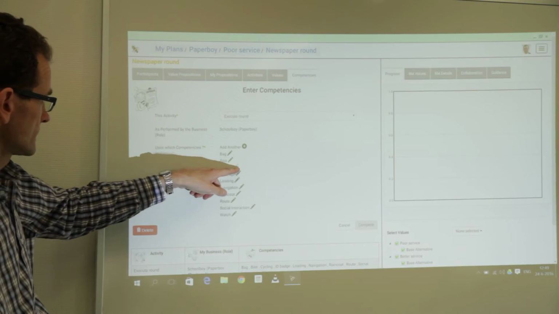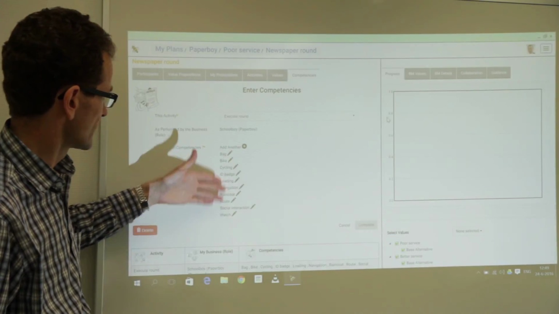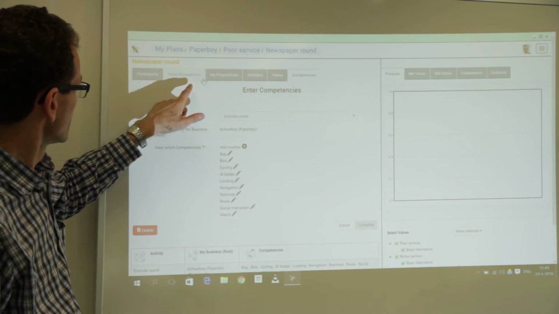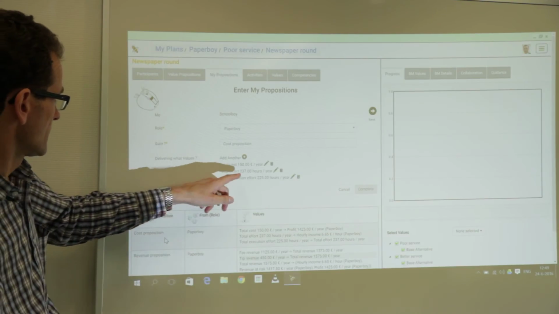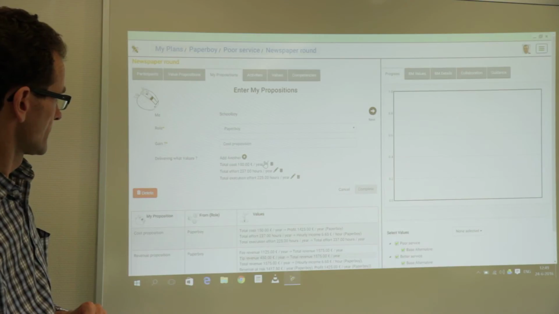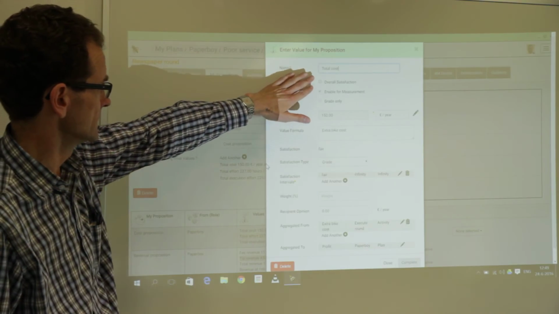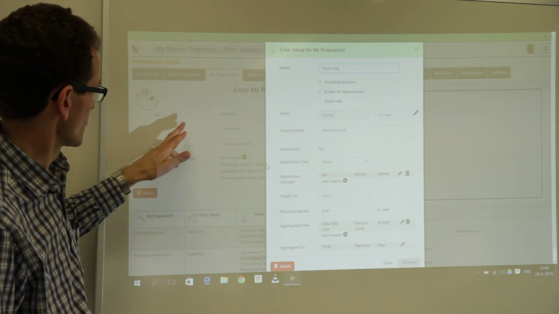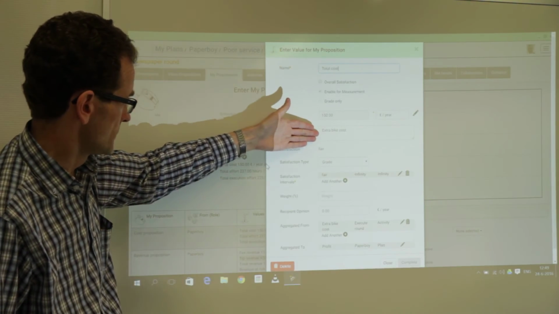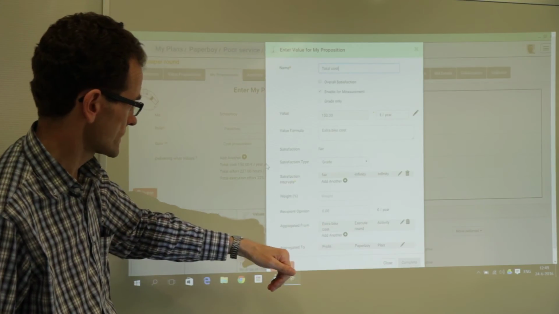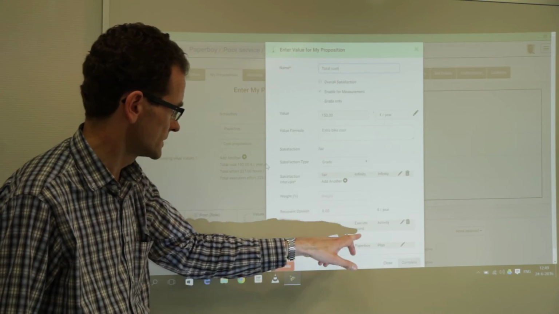So you can also, for instance, define other things like cycling, which is more a capability, right? So close it, and you can define more of it. Now we go back to my propositions, cost proposition, and total cost. And you can now understand where this comes from, right? So as part of the cost proposition for the Paperboy, there is a total cost based on using his bike as a resource, and this comes from the activity execute route.